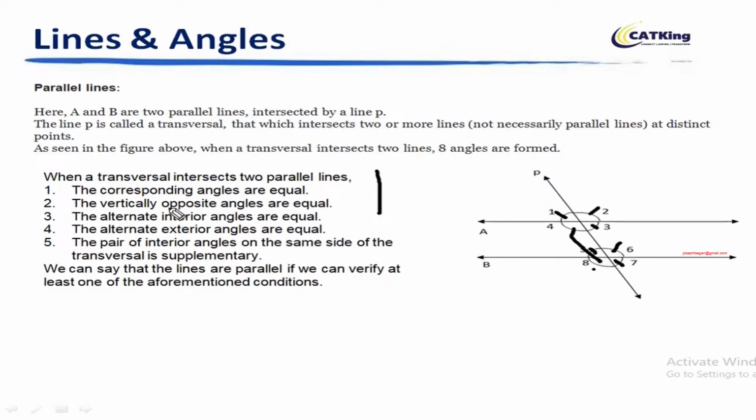Apart from this, the vertically opposite angles are equal in nature. Vertically opposite angles you already know. I hope you can see the vertically opposite angles here. Angle 2 and angle 4 are vertically opposite in nature and hence these two are equal. Similarly, angle 1 and 3. And on the line B, angle 6 and angle 8 are equal, and 5 and 7 are equal in nature.